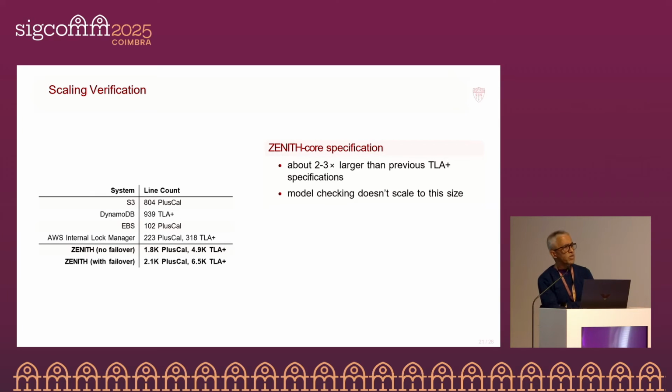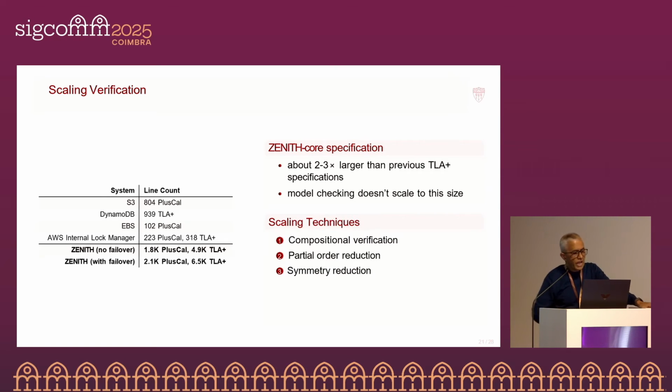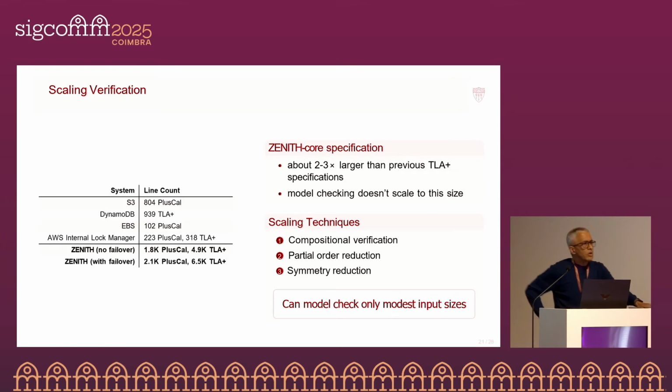Now, as we went through the process, we discovered that the Zenith core specification is significantly large. It's about 2 to 3 times larger than previous specifications, and model checking by itself doesn't scale. And so we ended up using a bunch of scaling techniques, most of which are pretty standard, but we had to adapt them to our setting. Now, even after doing this, you can only model check modest input sizes, modest topologies, modest DAGs, and so on. And so there's no guarantee that the resulting specification is actually correct for any possible topology.